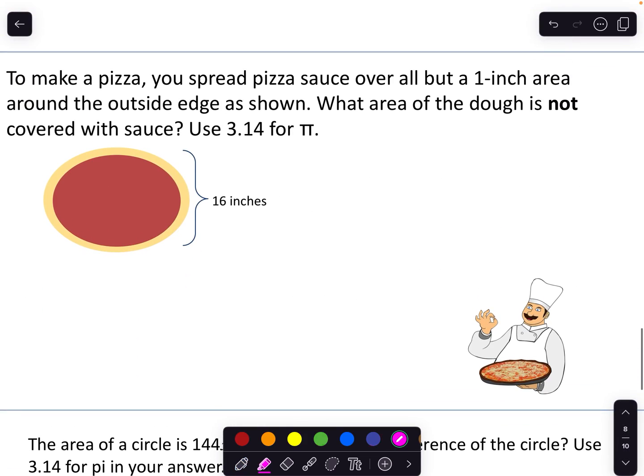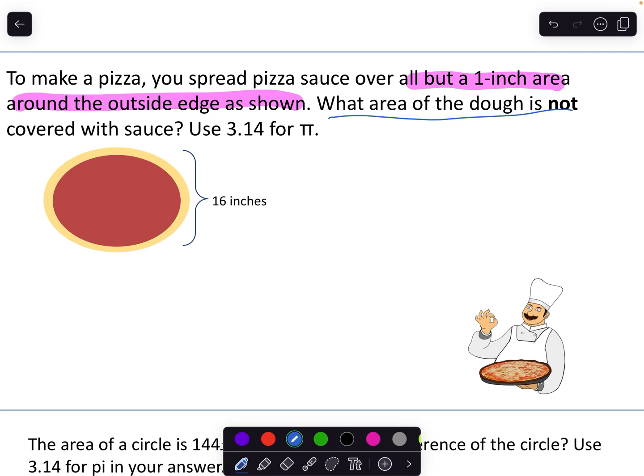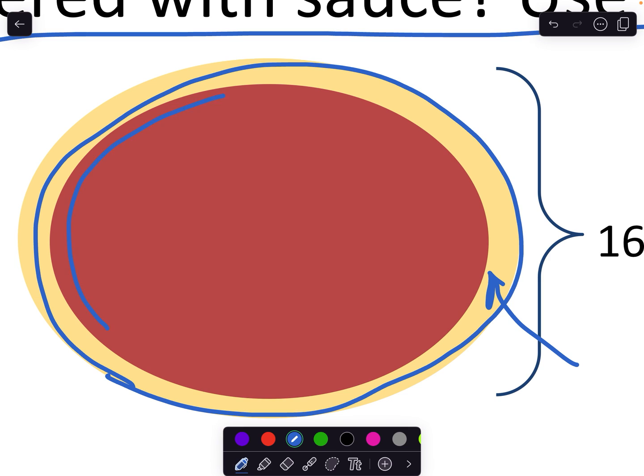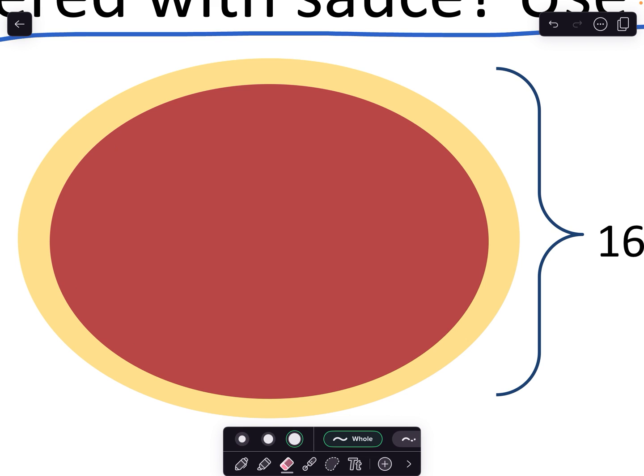Okay, let's go down here. To make a pizza, you spread pizza sauce all over but a 1-inch area around the outside. That's the crust, so you don't put sauce all over the crust. What area of the dough is not covered with sauce? So we're trying to find the area of just the crust part. How much space does the crust take up? Okay, so if we think about this, there are really two circles here on the pizza. There's the circle of the whole pizza, the entire thing with the crust. Then there's the circle that has just the sauce on it. If I took the crust circle minus the sauce circle, I'm going to be left with just the ring on the outside, just the dough ring for the crust. That's what they're asking for. How much area does that crust take up?